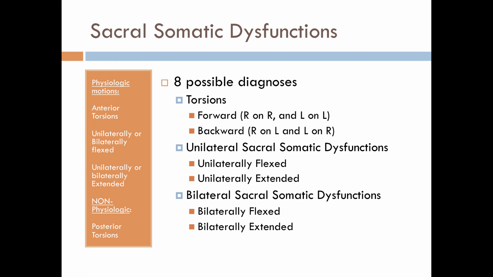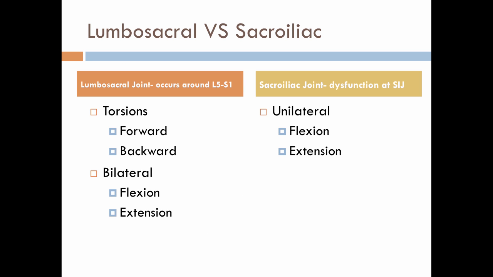An important point is the distinction of physiologic versus non-physiologic motion. And as you can see over here on the left, all of these represent physiologic motion except posterior torsions or backward torsions. So where is the dysfunction with each of these different kinds of somatic dysfunction? In torsions, both forward and backward torsions, as well as the bilateral flexion and extension, the primary dysfunction is occurring at the lumbosacral junction. So it's the relationship of L5 and S1 where the primary issue lies. In unilateral flexions and extensions, the primary issue actually lies at the sacroiliac joint.